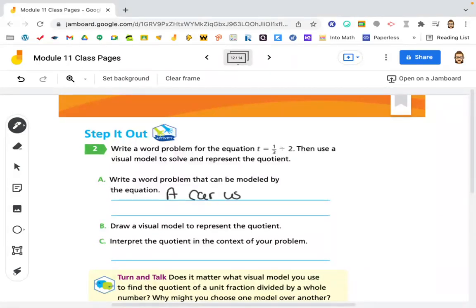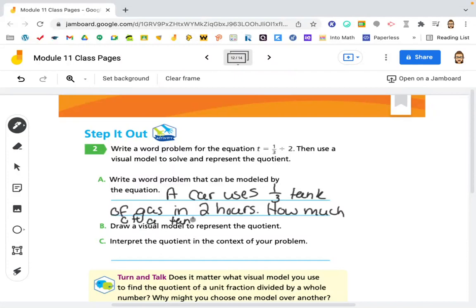So we could put, a car uses 1/3 tank of gas in 2 hours. How much of a tank does the car use each hour?